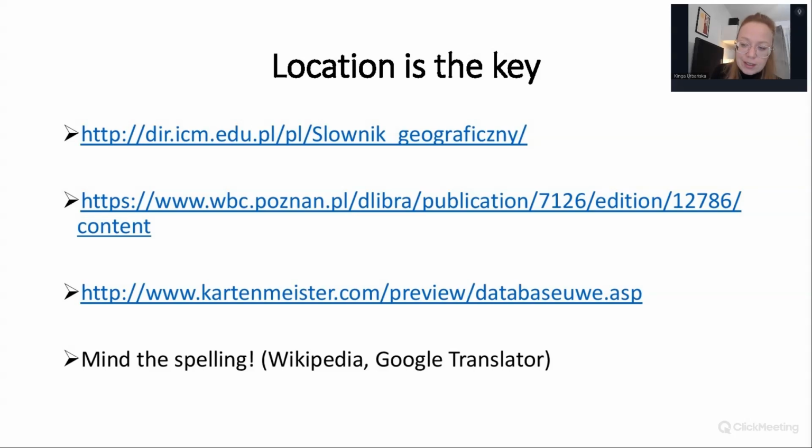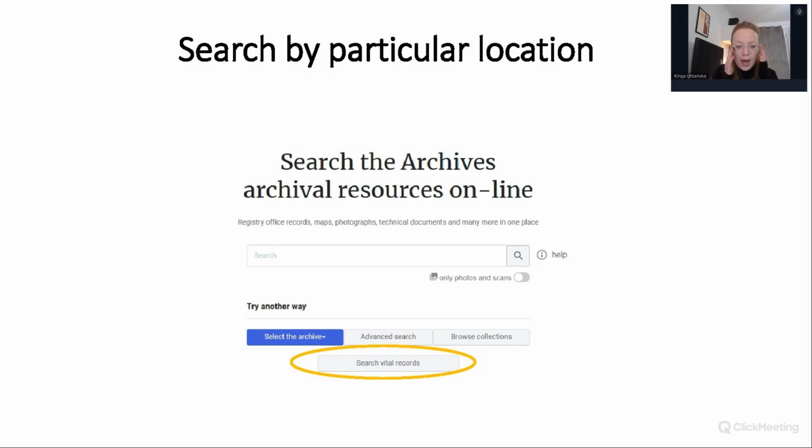So again, location is the key. As I said, there is this very important regulation and rule that the documents are stored in the archive that covers the region where they were issued. Having the name of the location, which we use in most of our research, we start by entering this location into databases, such as Search in the Archives. So this is the main view of the page. As you can see, there is the search engine. So you can use this general search engine.